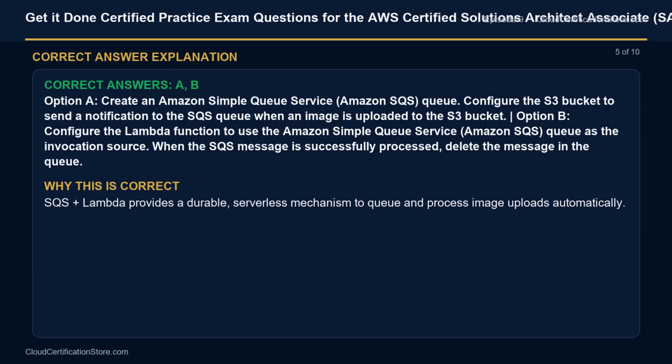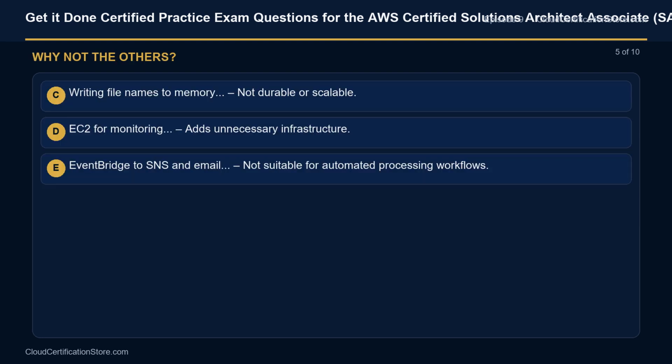Explanation. SQS plus Lambda provides a durable, serverless mechanism to queue and process image uploads automatically. Why not option C? Writing file names to memory is not durable or scalable. Why not option D? EC2 for monitoring adds unnecessary infrastructure. Why not option E? EventBridge to SNS and email is not suitable for automated processing workflows.